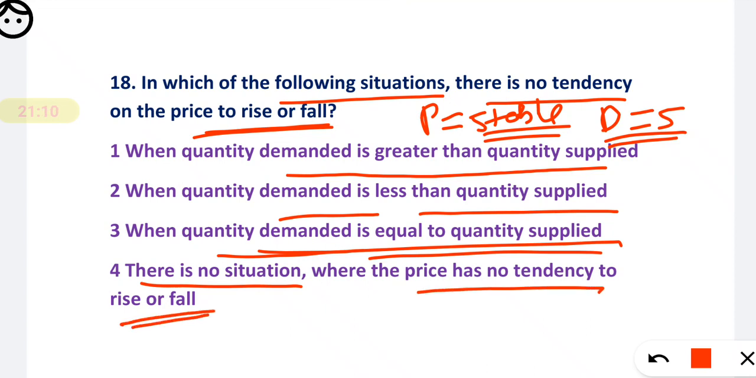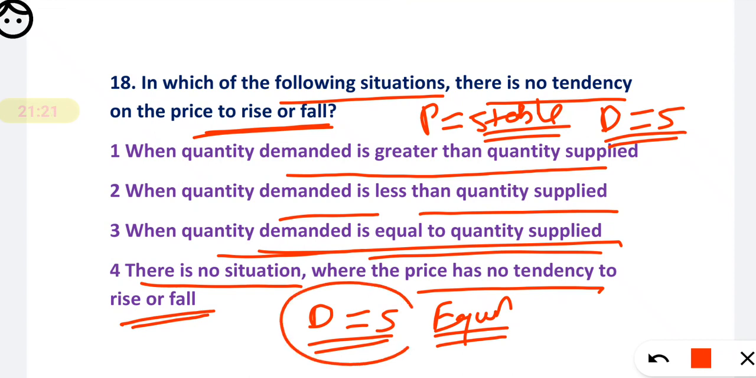So friends, see, when your demand is equal to supply, that situation is called the equilibrium condition, and in that condition, when demand is equal to supply, prices will be stable.